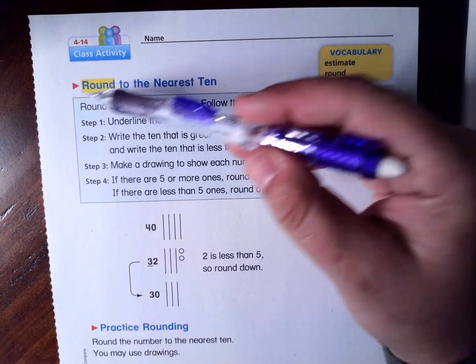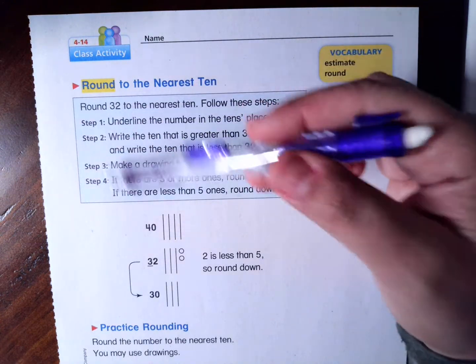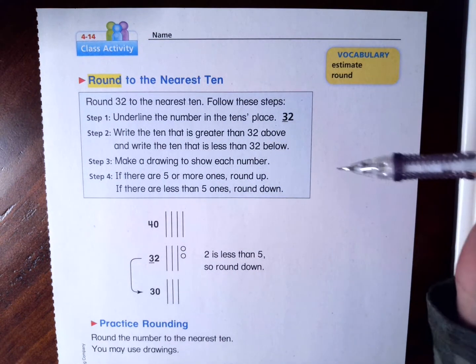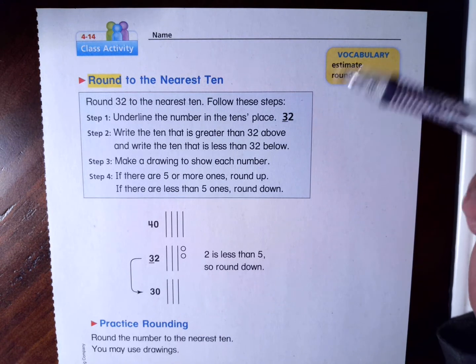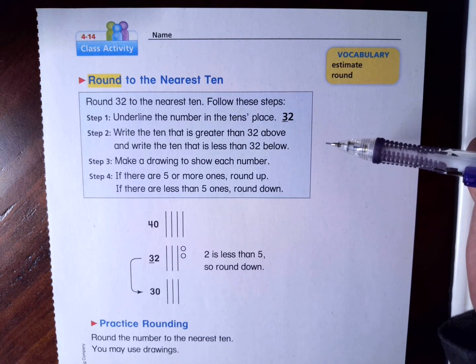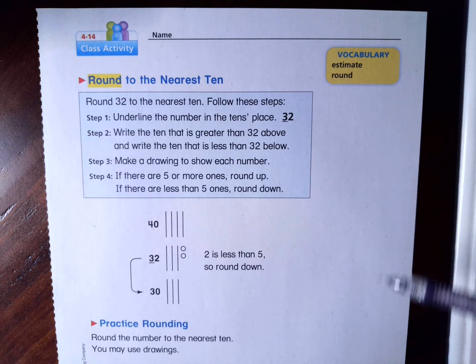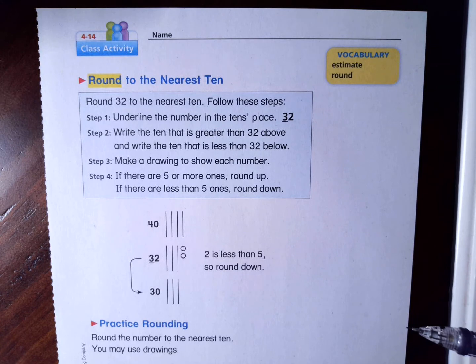Before we start, this little blue box kind of gives you a rundown on the steps that you're going to follow for rounding. So we are going to be rounding to the nearest 10. Basically, rounding helps you estimate, okay? It helps you if you don't want to add up numbers like 32 plus 55. It helps you figure out what is close to those numbers. It helps you add them easier and faster. So we're going to do a little bit of practicing that today.